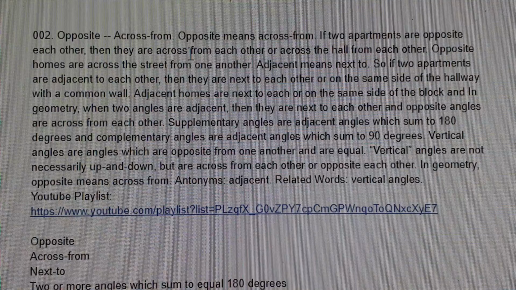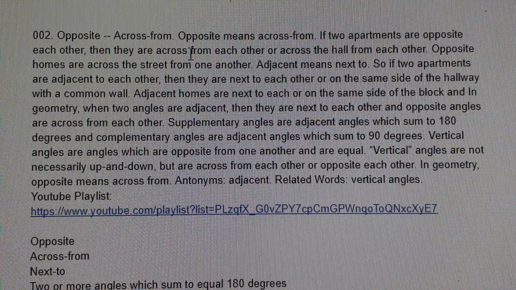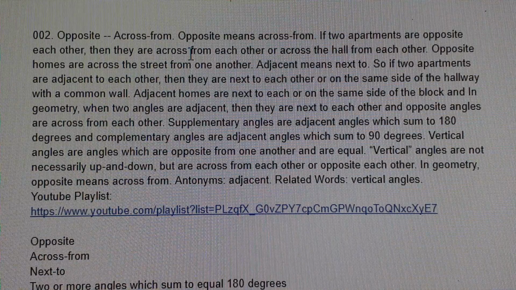In geometry, opposite means across from. Antonyms: adjacent. Related words: vertical angles.